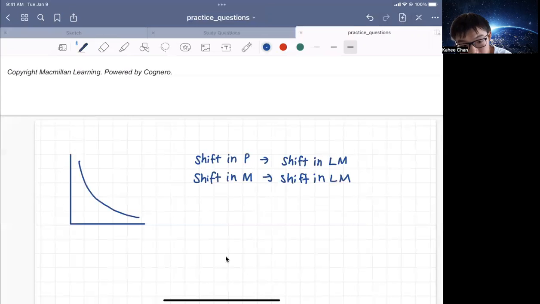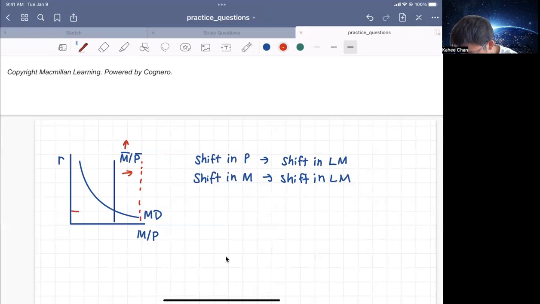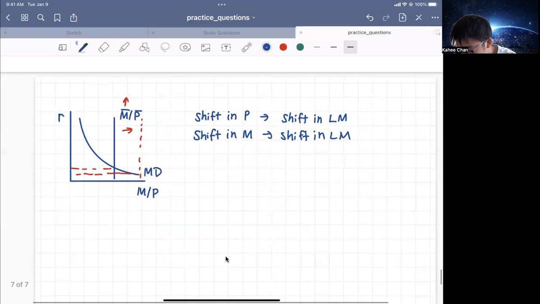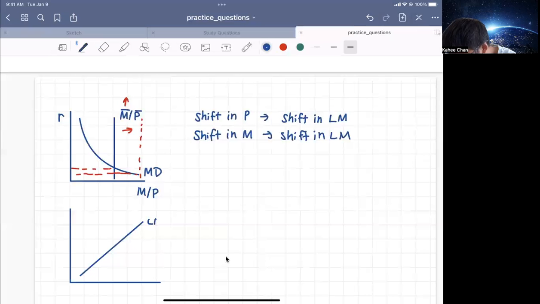This is the graph again. So always remember to label everything so you can understand what is going on. So now we are going to shift M and see what happens, right? When we're increasing M, the same thing. M is going to increase, and interest rate is going to decrease, right? As usual. So of course the LM curve is going to shift downward, because interest rate is decreasing. This is self-explanatory.